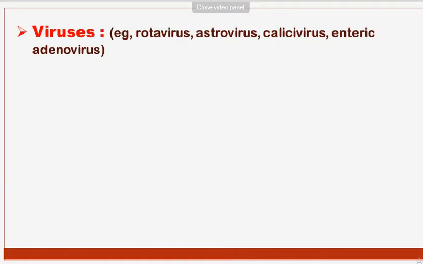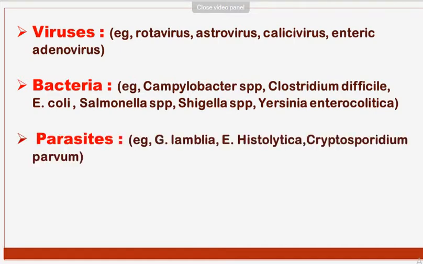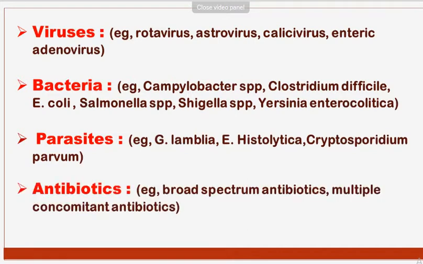If we come to gastroenteritis, it may be caused by viruses. It's mainly caused by viruses, more than bacterial pathogens or parasites. The most common viruses are rotavirus, astrovirus, calicivirus, and enteric adenovirus. Bacteria can cause gastroenteritis, yes, like Campylobacter species, Clostridium difficile, E. coli, Salmonella, Shigella, and Yersinia. Parasites too: Giardia lamblia, Entamoeba histolytica, and Cryptosporidium parvum. These are the causes of what we can call infective diarrhea, because it is due to gastroenteritis.